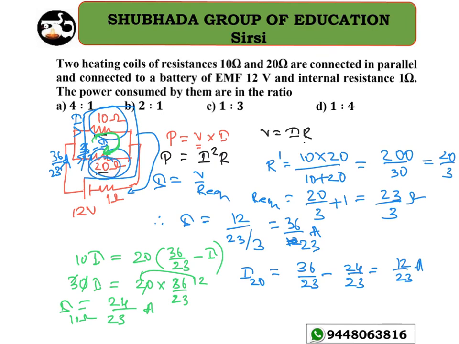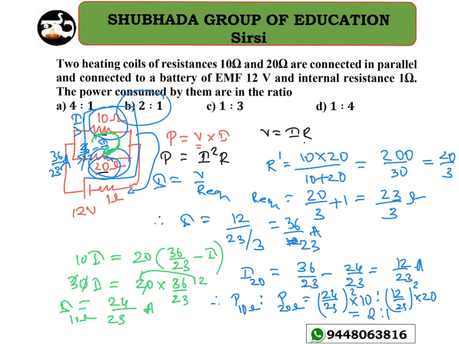Okay, so let me take the ratio of them, that is the power across the 10 ohm and the power delivered by the 20 ohm resistor, that is I square into R. Now I square is how much? 24 divided by 23 square into 10 ohm, to 12 divided by 23 square into 20. If you simplify this, you will get the answer as 2:1. So option B is the right answer for this particular question. This is how you can solve this problem.